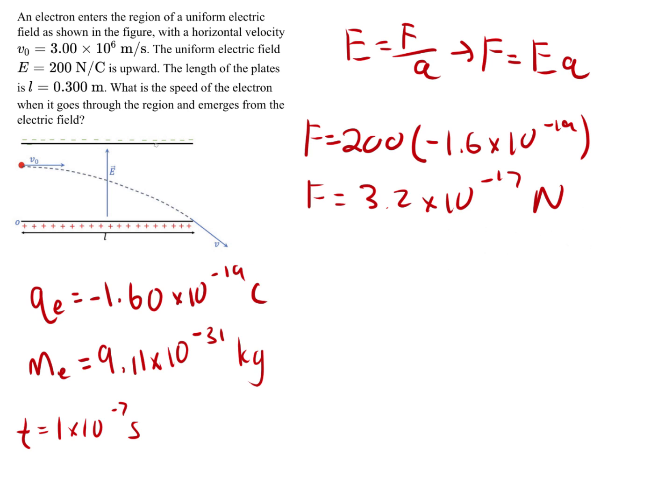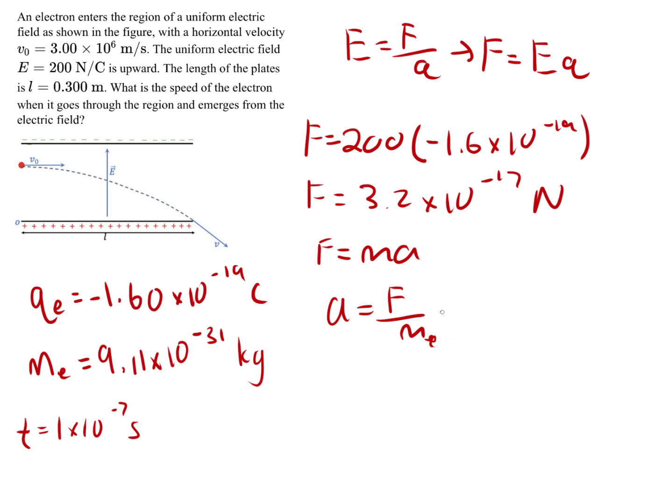So now that we figured out the force, we can calculate the acceleration using Newton's second law. The net force is equal to mass times acceleration. And in this case, the only force acting on it is the force from the electric field, so we don't have to worry about the net force. The acceleration is simply the force divided by the mass. And in this case, the mass is the mass of the singular electron.